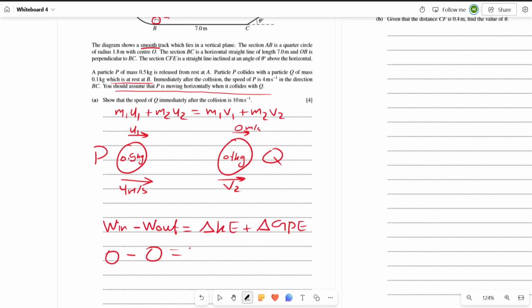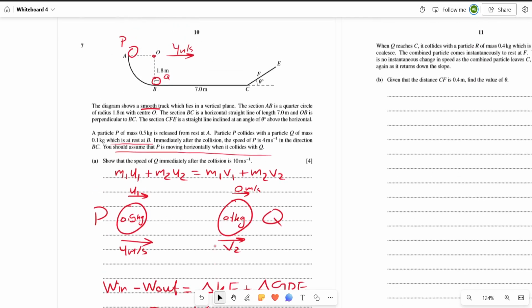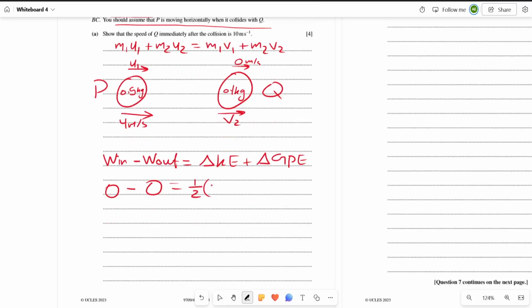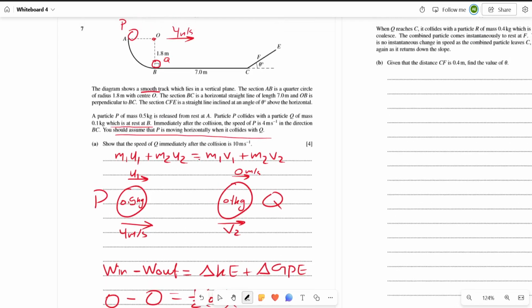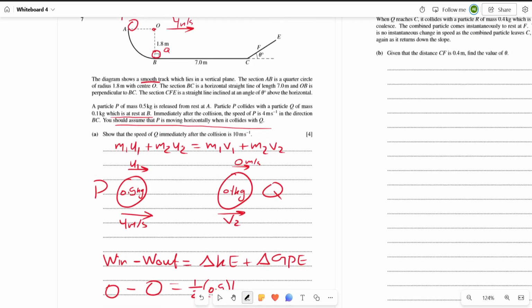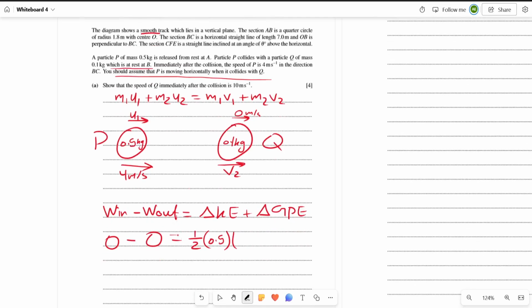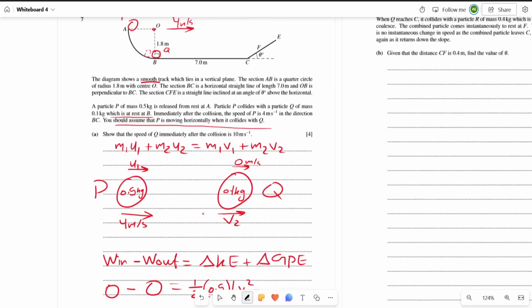So changing kinetic energy is kinetic energy final minus kinetic energy initial. So we can say it's half times mass. What is the mass of P? It's 0.5, times the final velocity of P, which is what I want. I want the velocity exactly before the collision, which is going to be the initial velocity in the momentum part. Can you see how we can relate the chapters together? So I have v squared, I'm just going to call it v squared, minus the initial velocity squared.